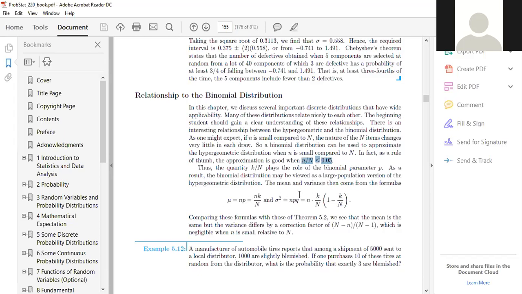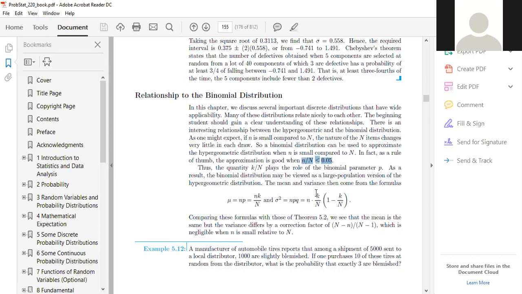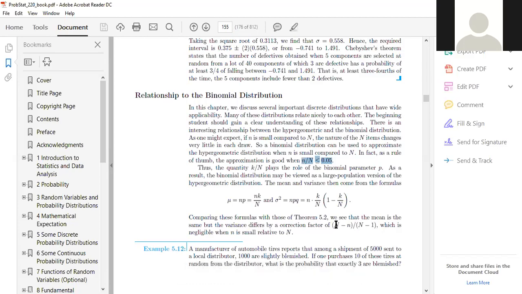Now we are comparing the mean and the variance of the binomial and hypergeometric distributions. So np equals n times k over N, which remains the same as I told you, but there is a difference in the variance. The mean and the variance come from this formula. Comparing this to the formula of this one, we see that the mean is the same, but the variance differs by the factor N minus n over N minus 1, which is negligible when n is small enough relative to your capital N. This portion of the hypergeometric variance doesn't appear here because it is really negligible. So please keep this in mind.